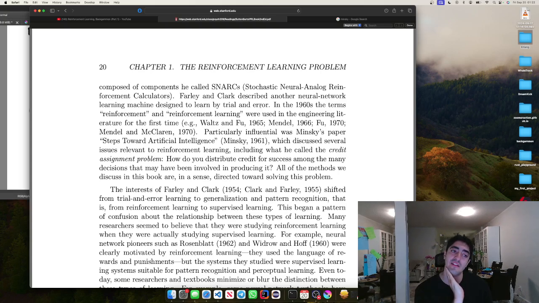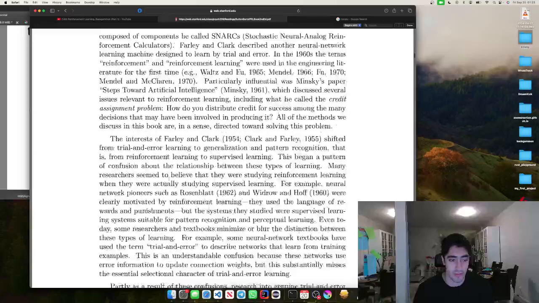In the 1960s, the term reinforcement learning was used in the engineering literature for the first time. Particularly influential was Minsky's paper Steps Toward Artificial Intelligence in 1961, which discussed several issues relevant to reinforcement learning, including what he called the credit assignment problem. How do you distribute credit for success among the many decisions that may have been involved in producing it? All of the methods we discuss in this book are in a sense directed toward solving this problem.